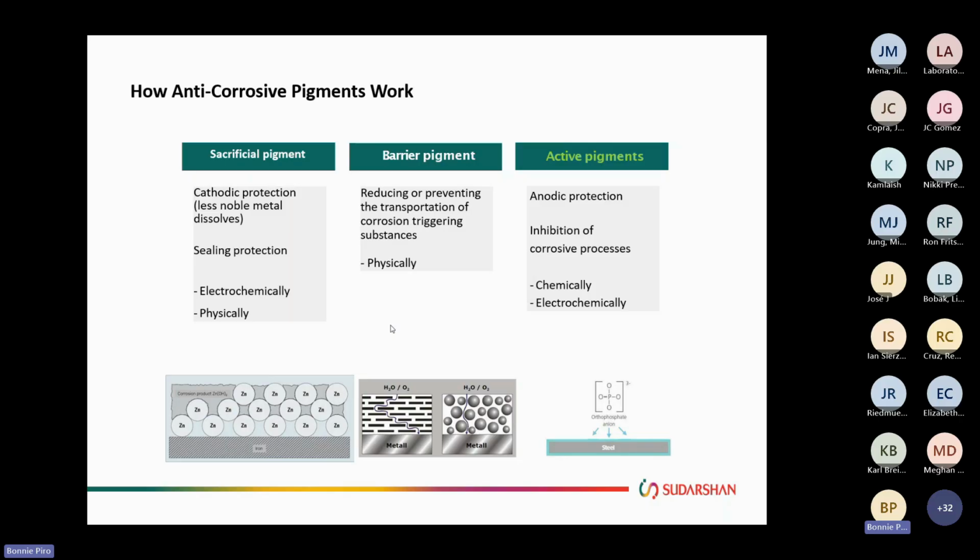The barrier, as I mentioned, we wanted to create the most circuitous path possible from the top layer to the metal surface. So these very large and platelet style pigments will create this circuitous path to get there versus typical pigments that might be more in this spherical type shape that is a quicker way to the metal surface. And then the active pigments are there as well to inhibit that corrosion.